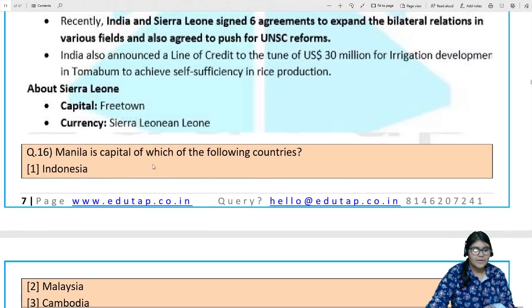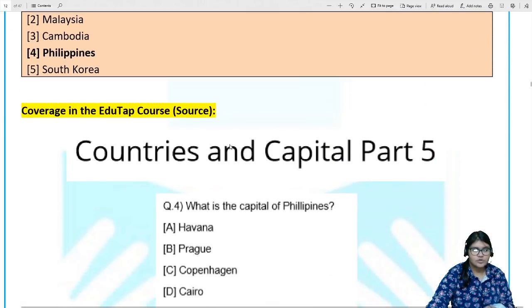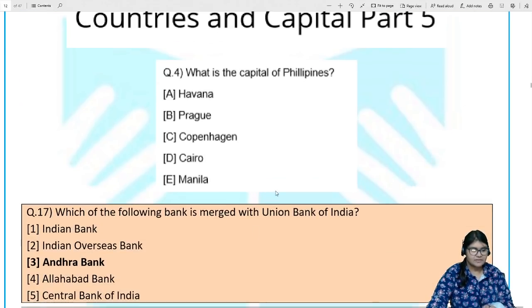Next, Manila is capital of which of the following countries? Basically, the context was given, why Manila, and then they asked the capital of this particular place. So here the answer is Philippines. Very direct question. This was also covered as part of our static GK questions, countries and capital part 5. You can see what is the capital of Philippines, right?